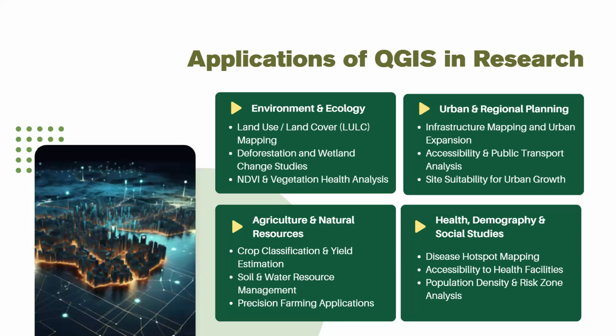Using spatial analysis tools like buffer or overlay, planners can see how close public amenities are to residential zones, ensuring equitable urban development.